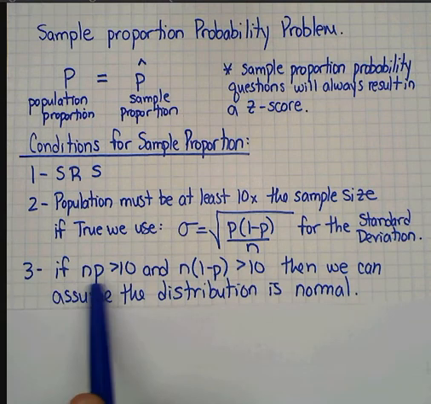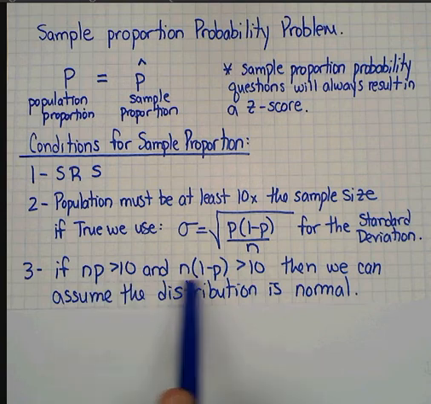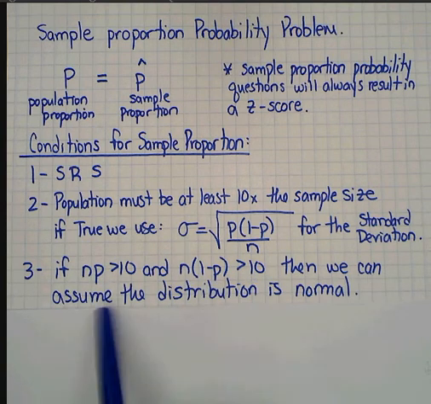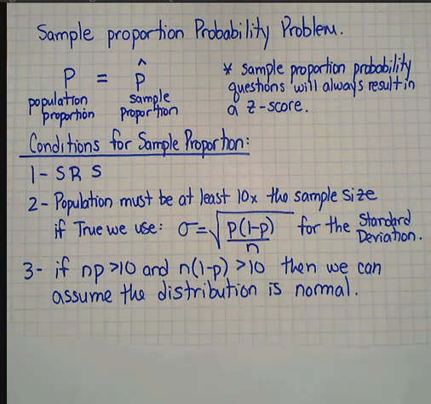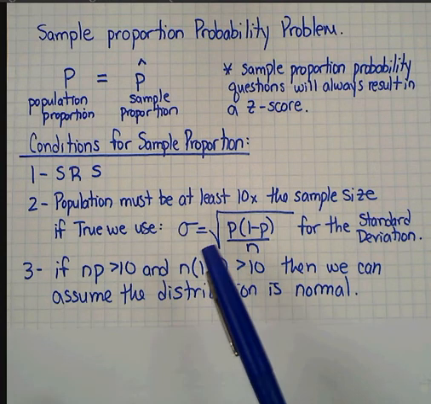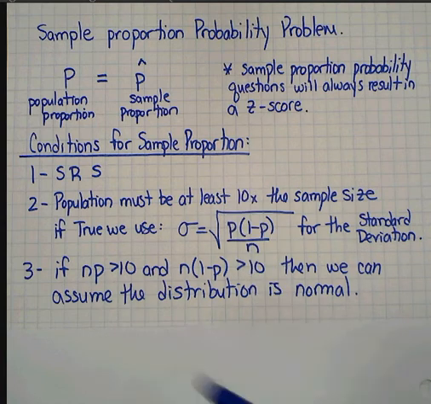Next, we need to see if the distribution is normal. So we check this. If n times p is greater than 10, and n times 1 minus p is greater than 10, then we can assume the distribution is normal. So those are our conditions. Once we satisfy those conditions, we can begin to answer our probability questions.